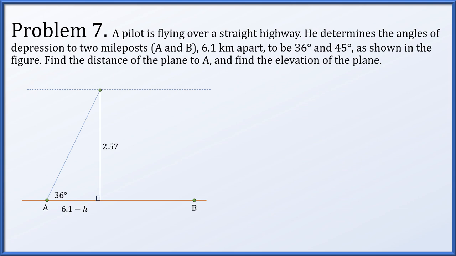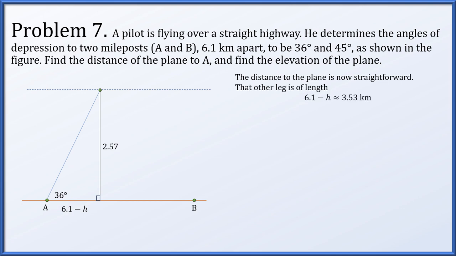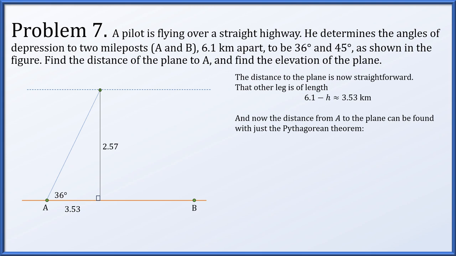Okay, so we were also asked to find the distance of the plane to point A, but that's pretty straightforward. The other leg of this triangle was of length 6.1 minus h. We've solved for h to be about 2.57. That makes this length about 3.53. Now we can just use the Pythagorean theorem to find the distance from point A to the plane, and it works out to be about 4.37 kilometers.